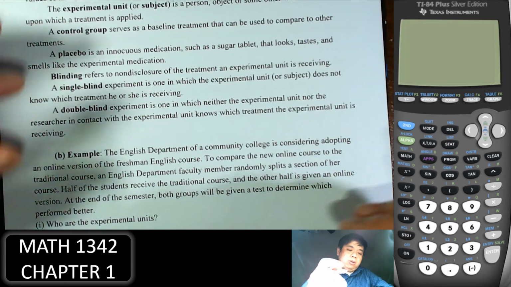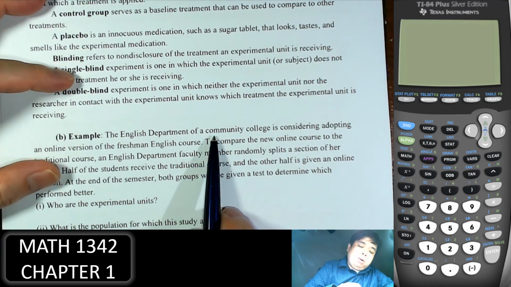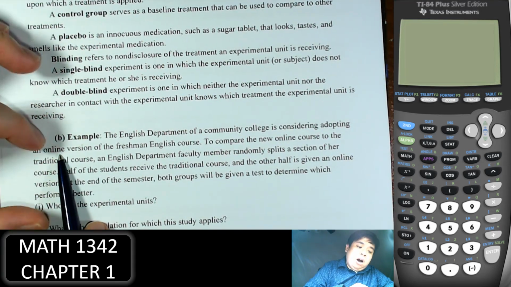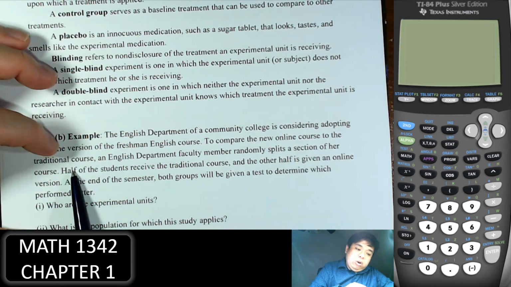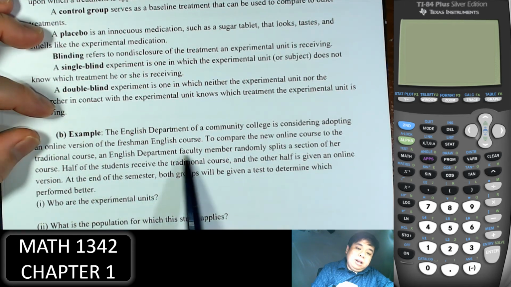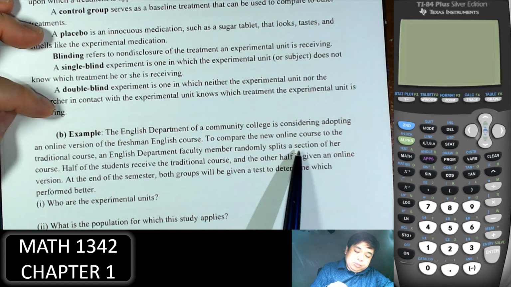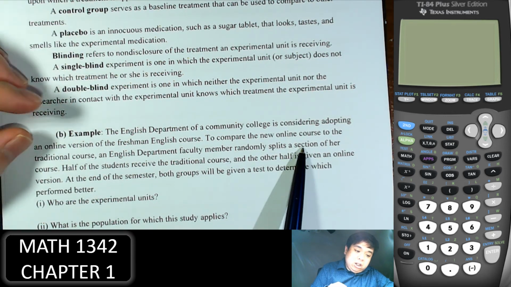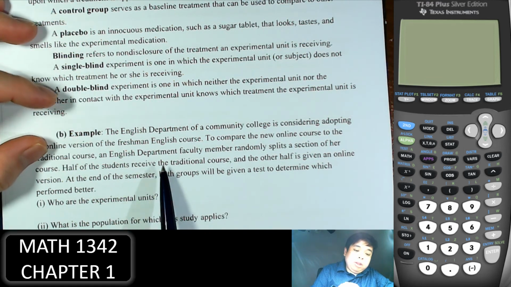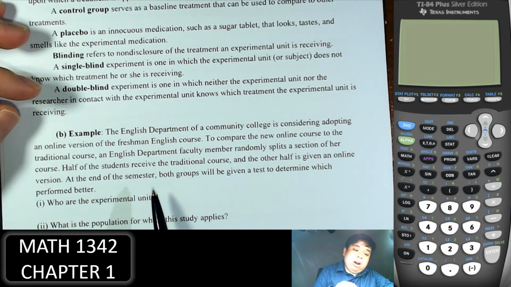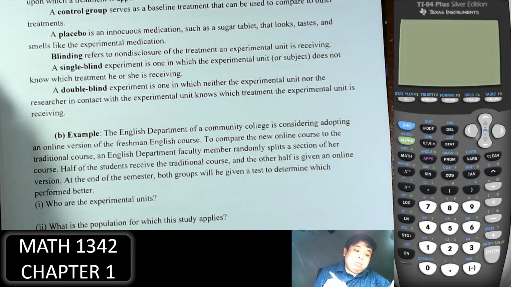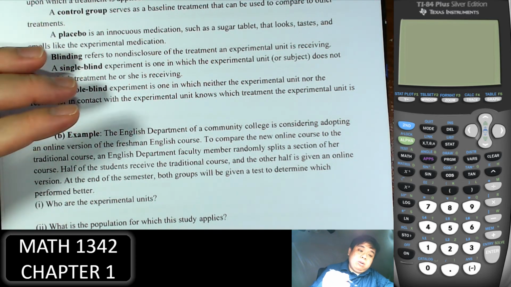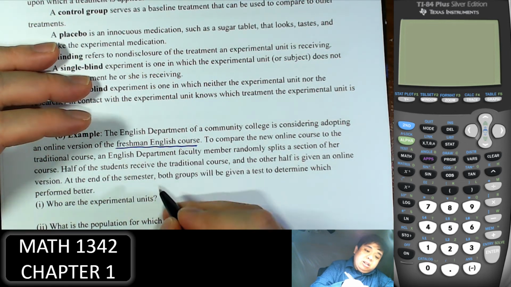Right, here's an example. The English department of a community college is considering adopting an online version of a freshman English course, to compare this to the traditional course, which is the lecture. They will randomly split a section of the course. Half of them will receive the traditional course and the other half will be online. At the end of the semester, both groups will be given a test to determine which performs better. Alright, so who are the experimental units? Well, that will be the freshman English students.